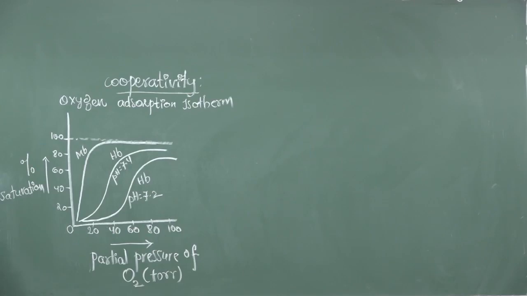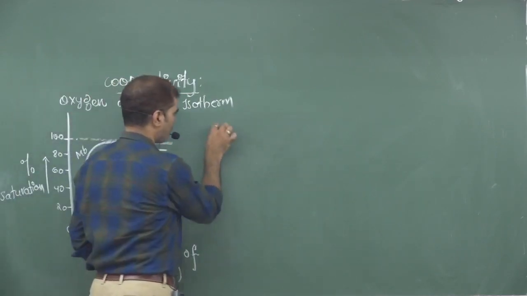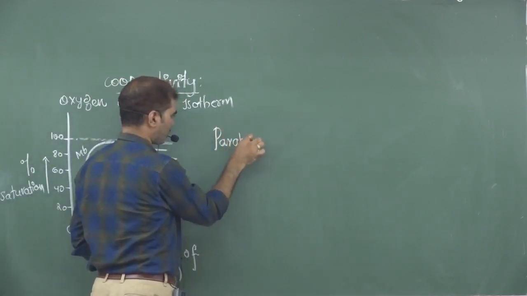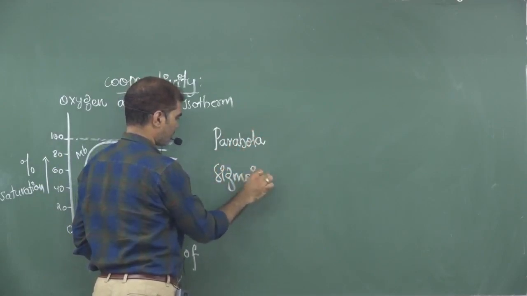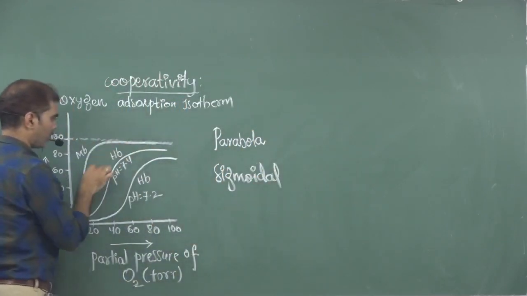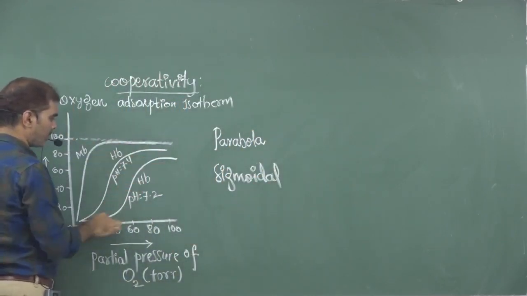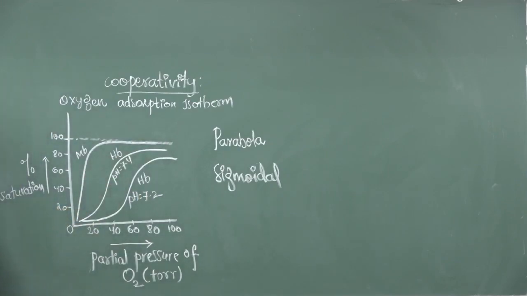What difference do you find in the oxygen adsorption isotherm of myoglobin and hemoglobin? First you draw the curves. Parabola; these are sigmoidal, S-shaped curves. For hemoglobin, sigmoidal type of curves. Now everyone just concentrate for a while.